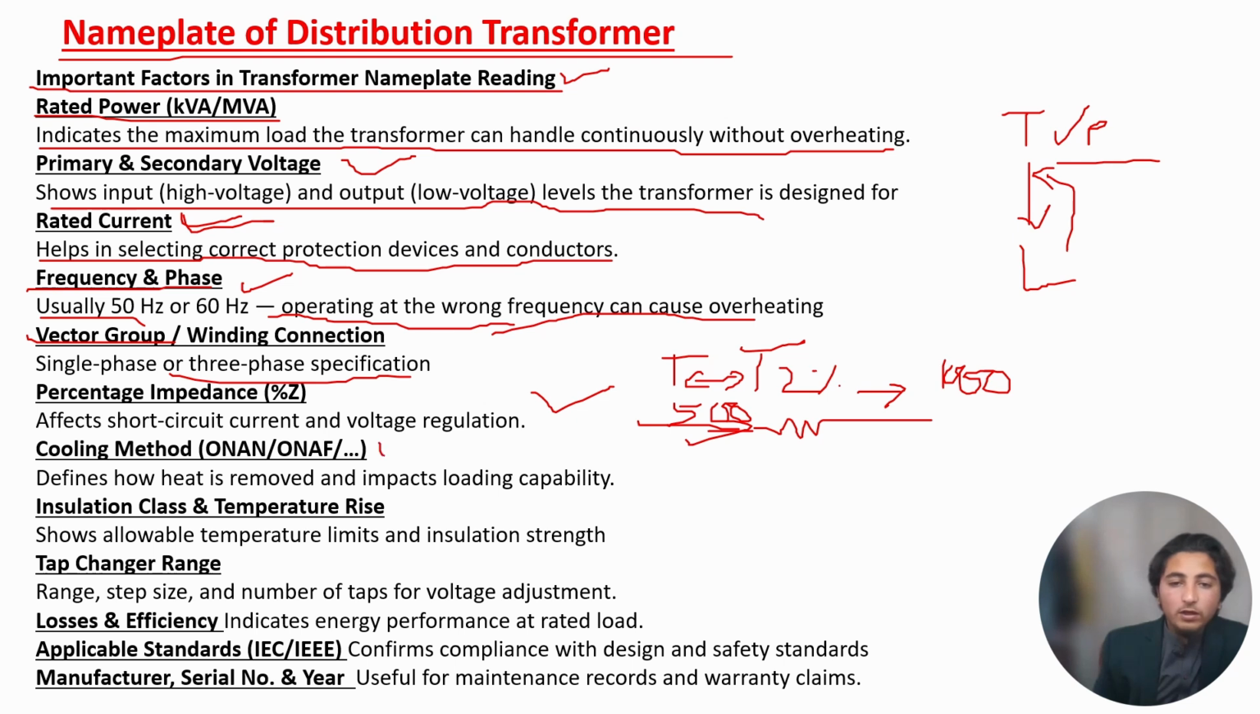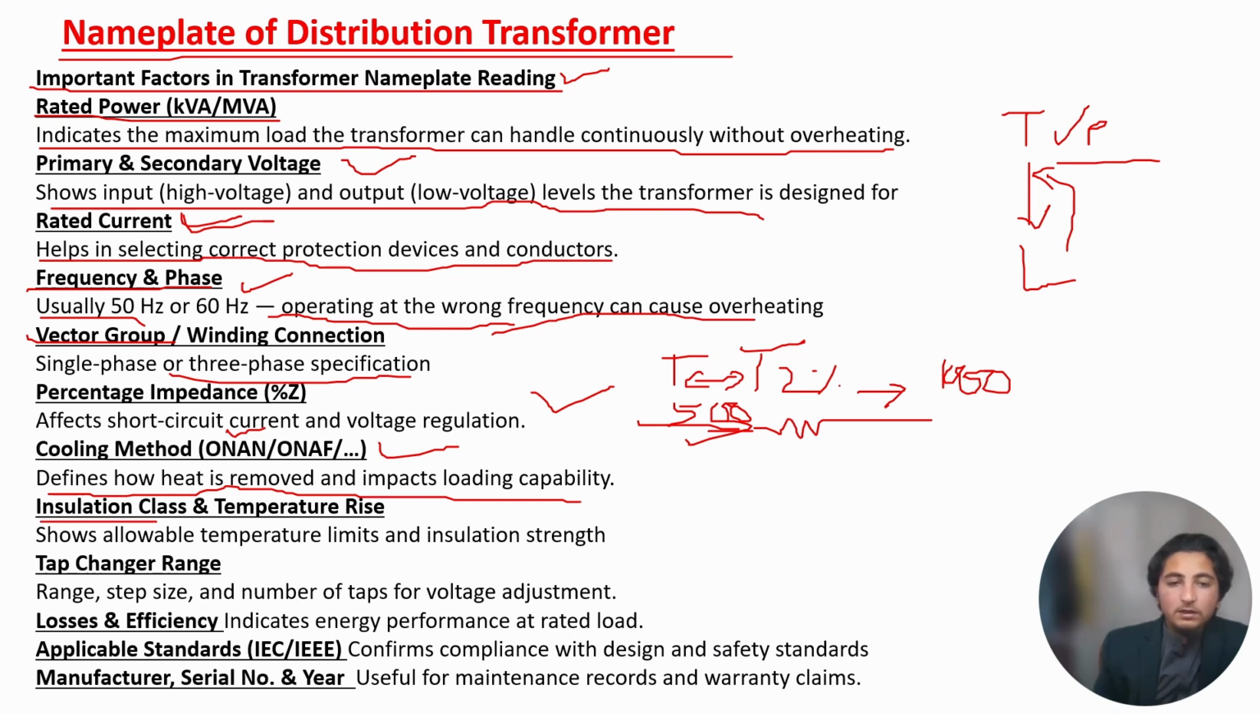The next one is the cooling method of the transformer. Cooling method defines how heat is removed and affects loading capability. The major one is ONAN. ONAN means oil natural and air natural. And in the next video we will see the cooling methods of the transformer.